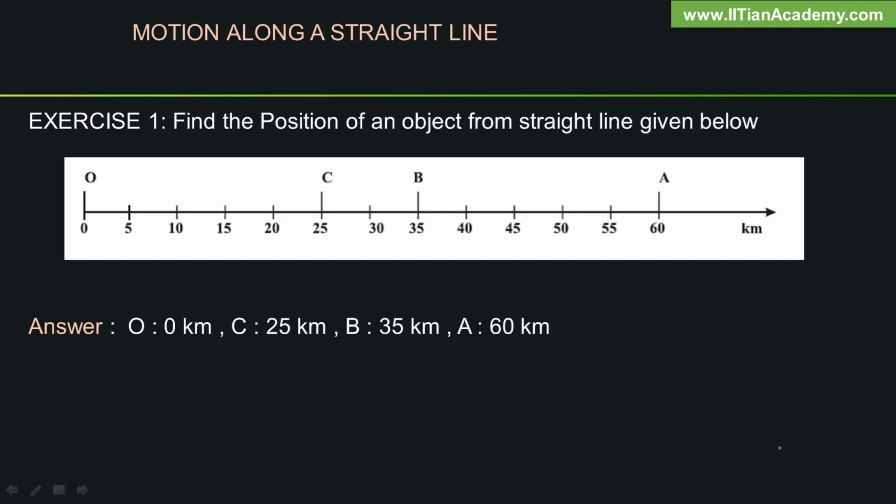Before we move, let us try this simple example. Find the position of an object from the straight line given below. It is simple. O is at 0 kilometer. C is at 25 kilometer. B is at 35 kilometer. And when it is at A, it is 60 kilometer.